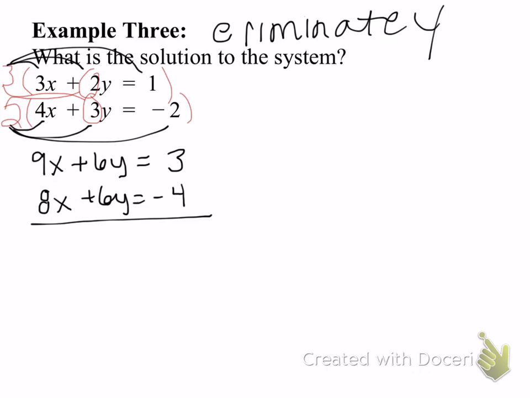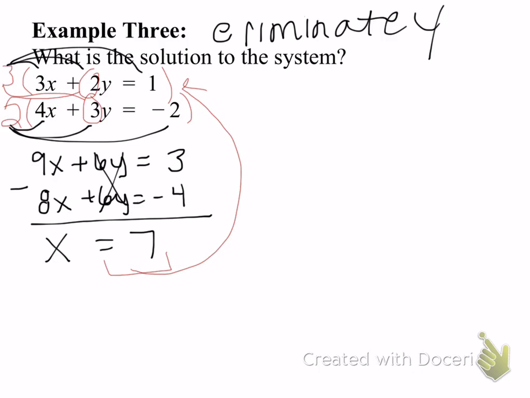Draw your line. Since these signs are the same, we know they're going to subtract. So 9 minus 8 gives you x. Your y's cancel out. And you have 3 minus negative 4, which is the same as adding, so equals 7. So we have our x value. Killing it, doing great. Now let's go ahead and plug that in to our first equation.